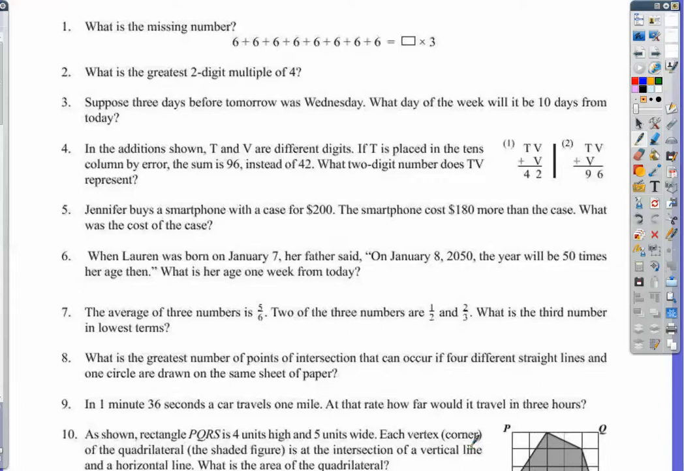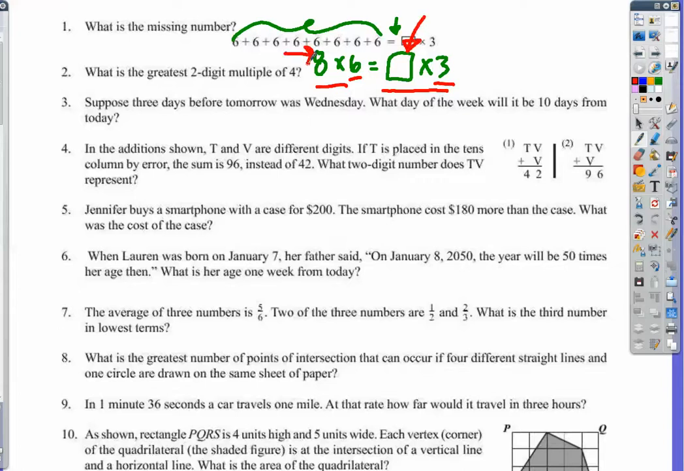Okay, so problem 1. We have a bunch of 6's, and the 6's are going to be equal to something times 3. Well, the most obvious thing to do is to count up all my 6's. And I notice that I have 8 6's, so I have 8 times 6 is equal to something times 3. Now, there are two ways of doing this from here. The quicker way is to say, oh, I have a connection between 6 and 3. Well, what's that connection? 6 is twice the value of 3. And for these two expressions to be equal, that means this value here must be twice 8. Well, what's 2 times 8? It's 16.